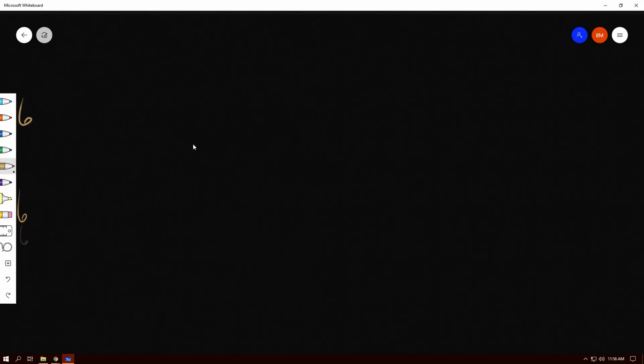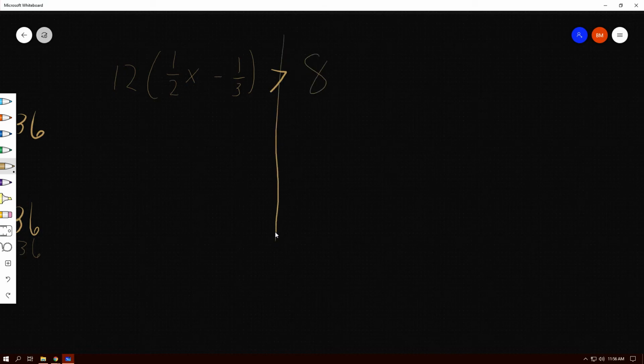We'll do question 6 just because it has fractions. I'm sure everybody's going to be afraid of fractions. So we have 12 times the quantity 1/2 x minus 1/3 is greater than 8. So the first thing I'm going to do is draw my river. And now I'm looking at it: I have a number outside of a parentheses with nothing in between it. We know that's multiplication. So this is a scenario where we need to distribute. We use our distributive property. So I'm going to distribute the 12 into both of these. So 12 times 1/2 is going to be 6. 12 times 1/3 is going to be 4.